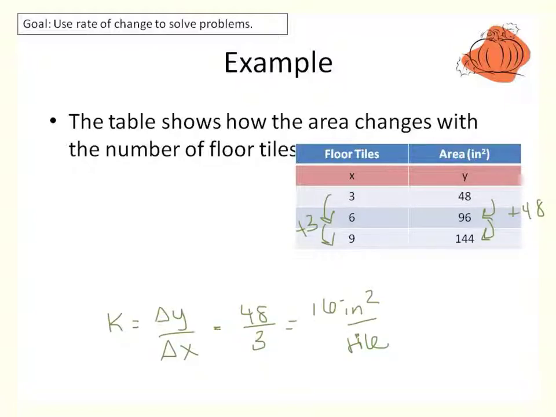Okay, so I figured out that the change in y is 48, the change in x is 3, 48 over 3 is 16, and what that means is 16 square inches per tile. That would really mean the size of each tile. Each tile is 16 square inches, so as I add each tile, I'm adding 16 square inches of tile to the floor.